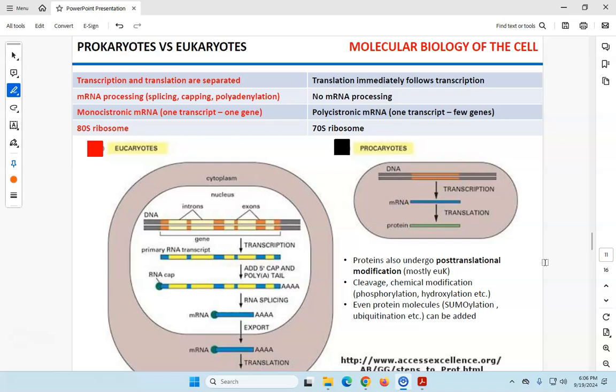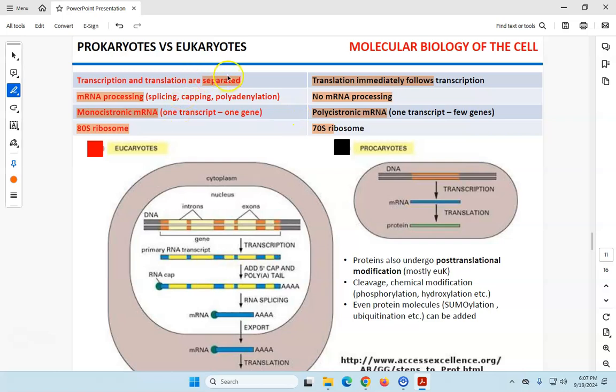Anyway, so what are the differences between eukaryotic and prokaryotic transcription and gene expression? Remember, in eukaryotes they are separated. In prokaryotes, they pretty much go on at the same time. In eukaryotes, there's extensive mRNA processing. We talked about splicing, and that's all you need to know. There are other processes, polyadenylation, capping, and so on. In prokaryotes, mRNA processing is not required. Different ribosomes. And this, monocistronic RNA versus polycistronic RNA.